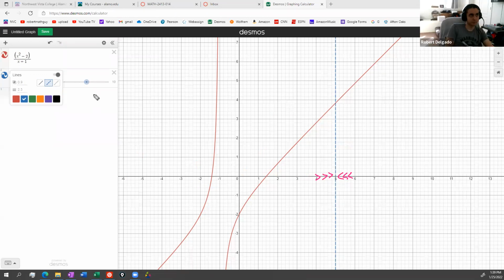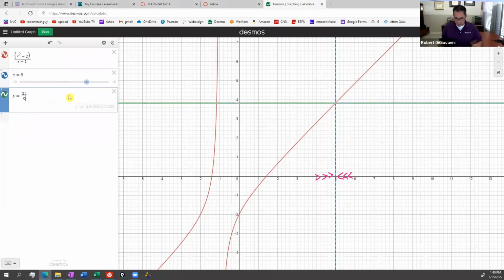Let me show you where that is over here. y equals 23 over 6. There it is, right? That's 23 over 6. So you can see from this that as x was approaching 5 from the left and right, our function's y values were also approaching that value, which is 23 over 6. But we didn't need the graph to see that. Do you understand? We did it just algebraically by just replacing the x with 5.